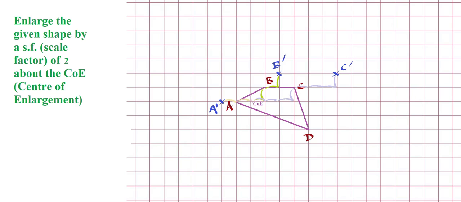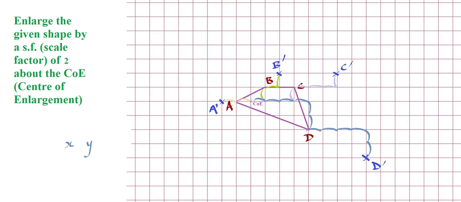And the last one, how do I get to D? 1, 2, 3, 4. So remember, you always go x-axis first and then y. So it's 4 across and then 2 down. 1, 2, 3, 4, 2 down. And this is where D dash is.